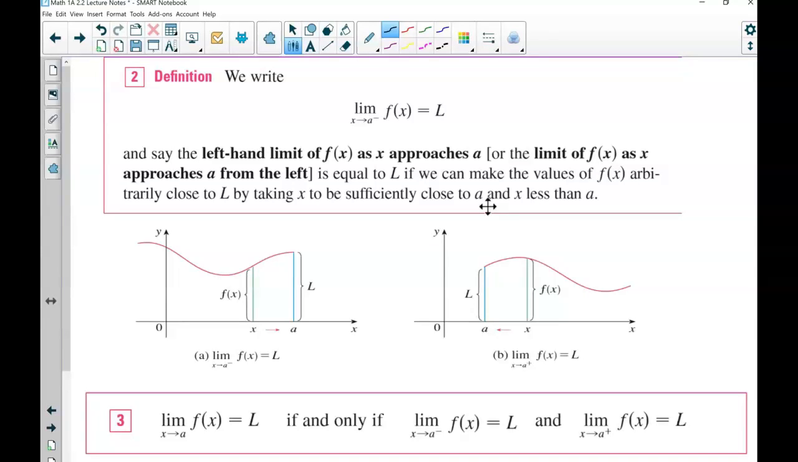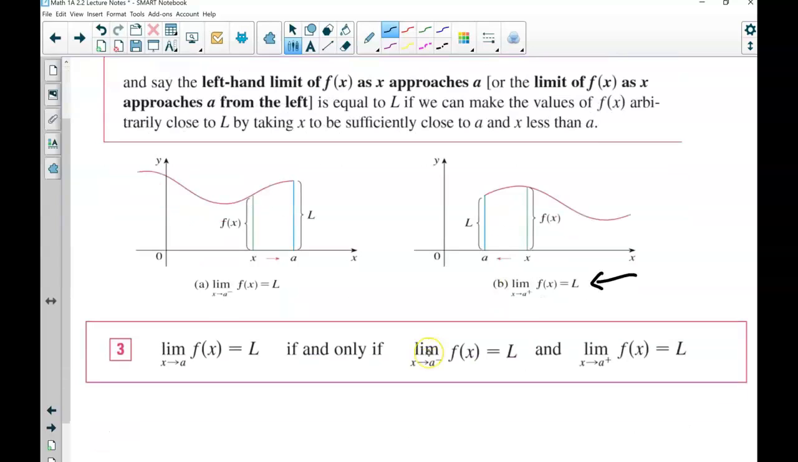And how would we write that? Well, we would write it like the following: the limit as x approaches a from the right of f of x is equal to L. So you can see what's happening with these two graphs. As x approaches a from the left, the function is equal to L, and over here, f of x approaching a from the right is equal to L.